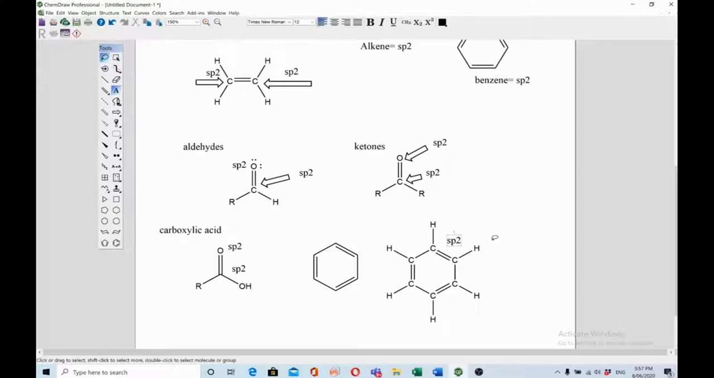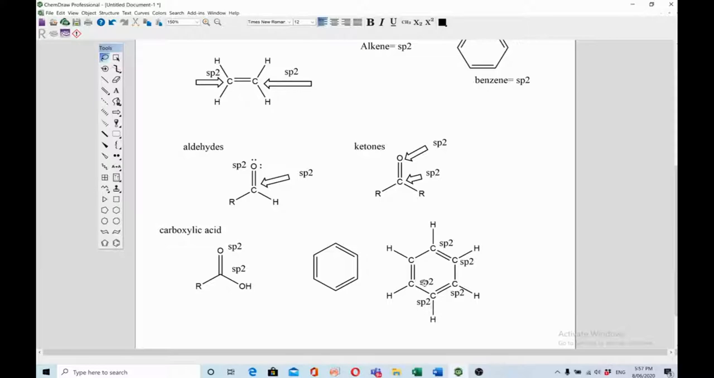Now if you apply this to this carbon: one with this carbon, two with this carbon, one with this hydrogen, and one with this, sp2. Same for this: two with this carbon, one with this carbon, the third one with this hydrogen, sp2. So each carbon in this benzene has sp2 hybridization.